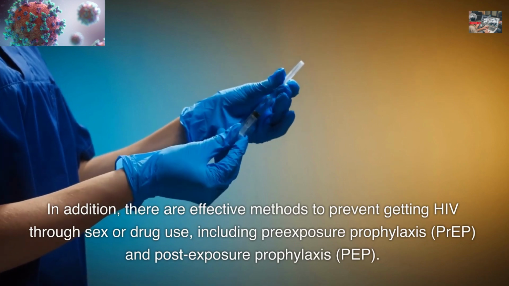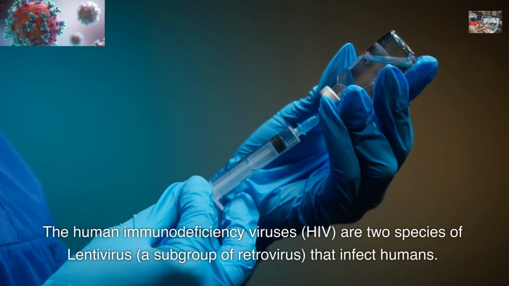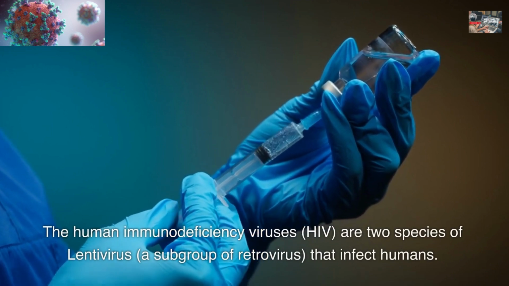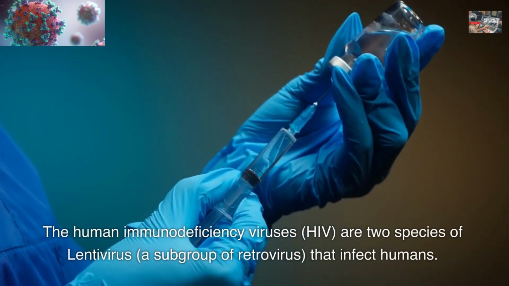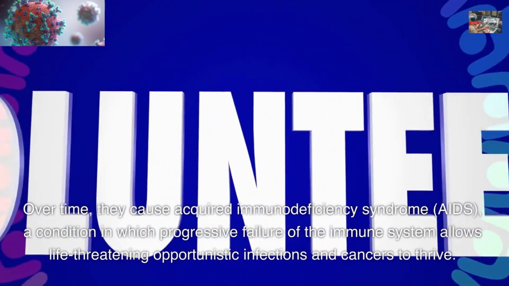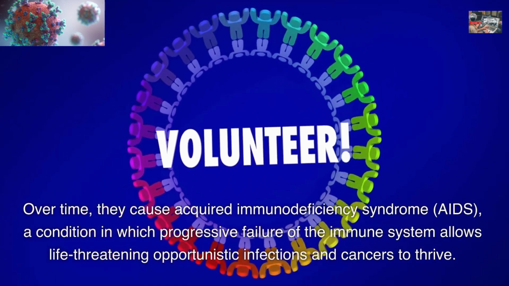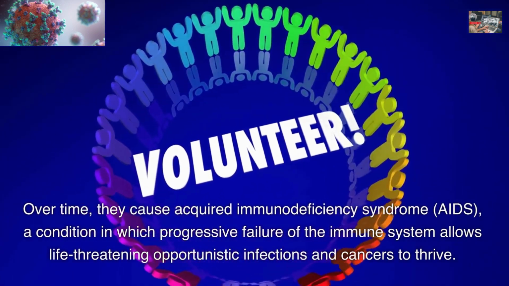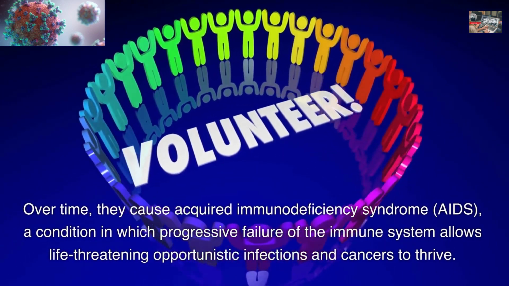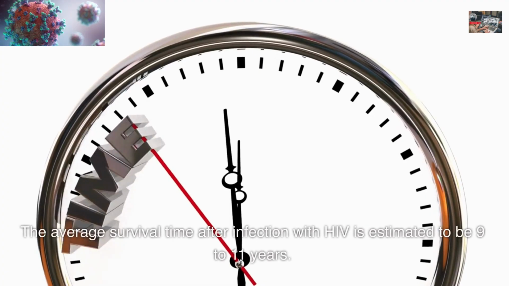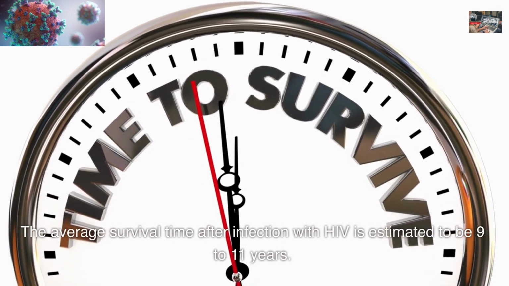post-exposure prophylaxis, PEP. The human immunodeficiency viruses, HIV, are two species of lentivirus, a subgroup of retrovirus, that infect humans. Over time, they cause acquired immunodeficiency syndrome, AIDS, a condition in which progressive failure of the immune system allows life-threatening opportunistic infections and cancers to thrive. The average survival time after infection with HIV is estimated to be 9 to 11 years.